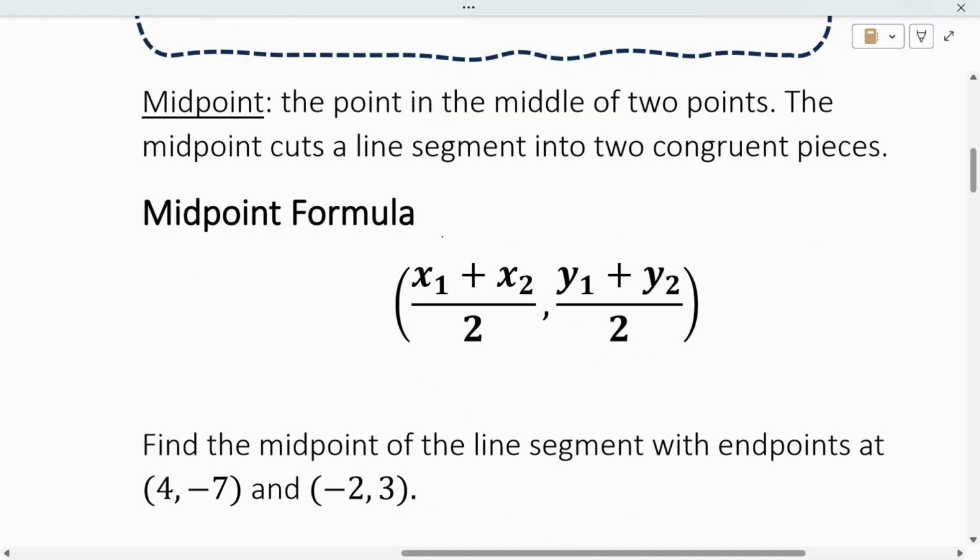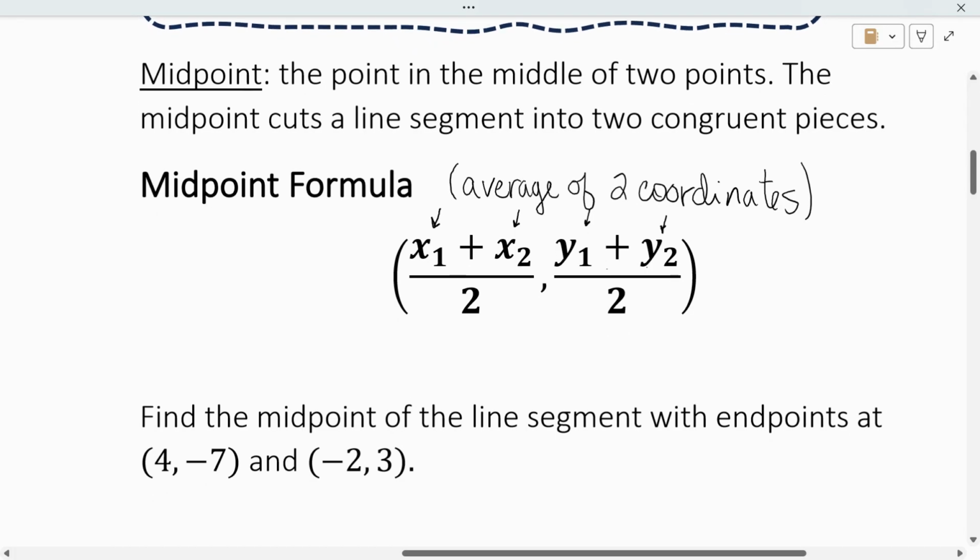You're going to take the two x coordinates, add them together, and divide by 2. And then you're going to take the two y coordinates from your ordered pairs, add those together, and divide by 2. So you're essentially finding the average of the two coordinates. That's really what you're doing.